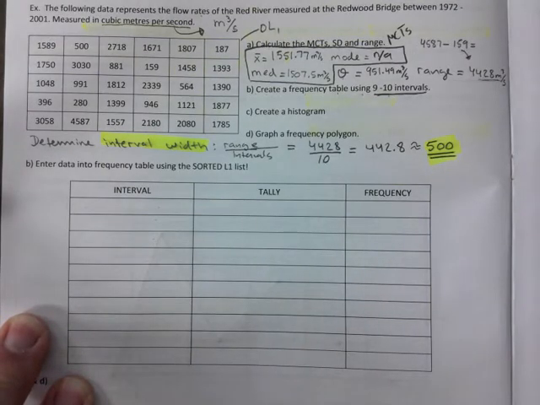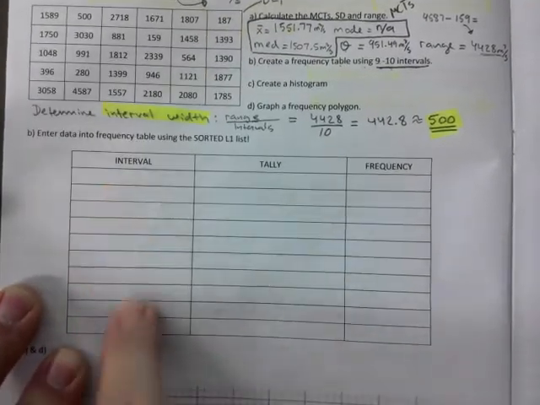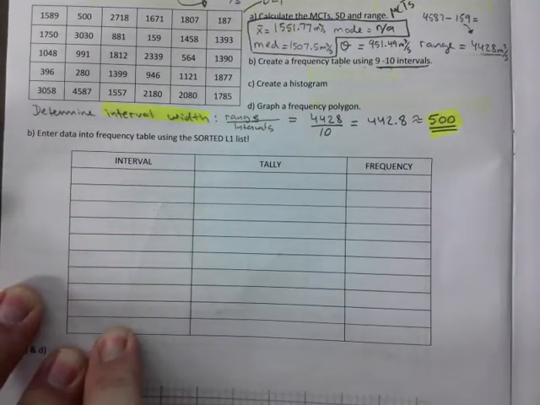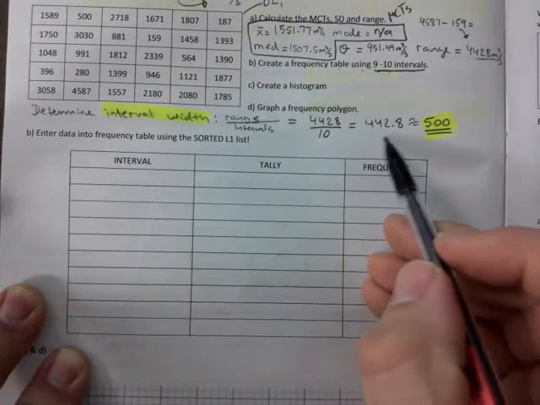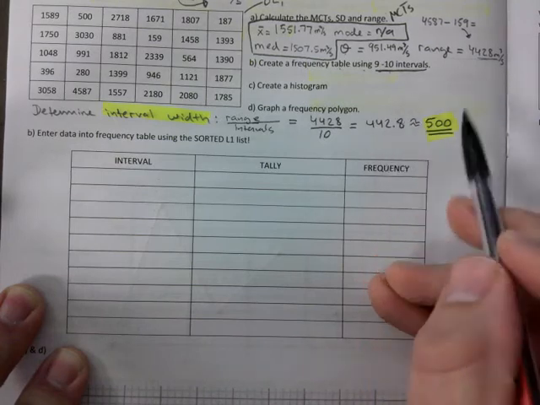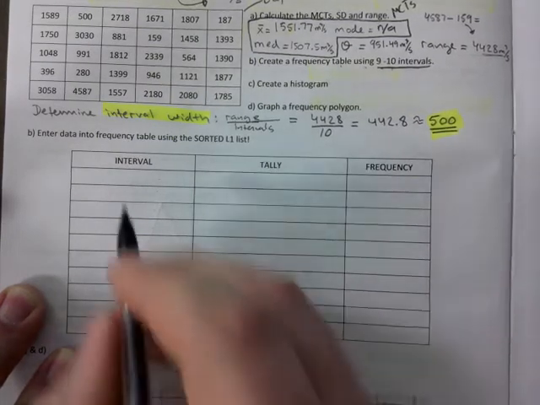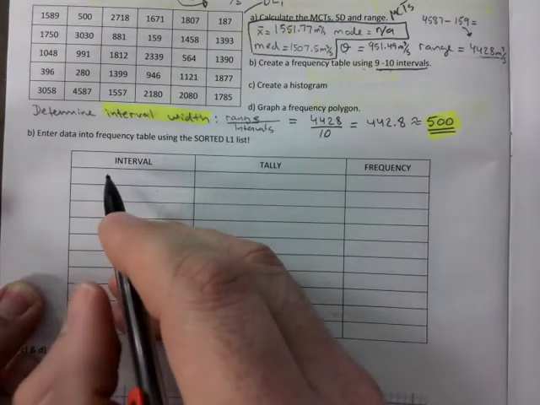Somebody's asking, Mr. Dirksen, if I went with 400, could I have gone with 400? Yeah, you could have. It would have worked, but you might have had a bit of an issue having enough intervals here. I would always round up, to be honest. So 450 would have been okay. I'm picking 500. I just want to make sure you understand that it is somewhat arbitrary.